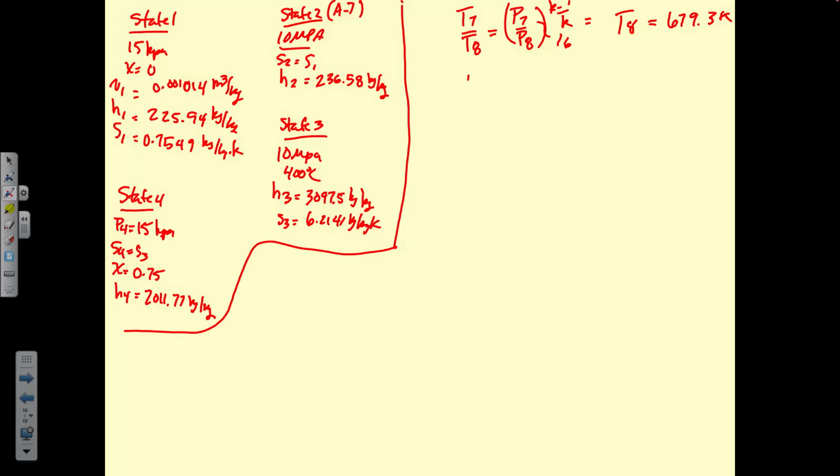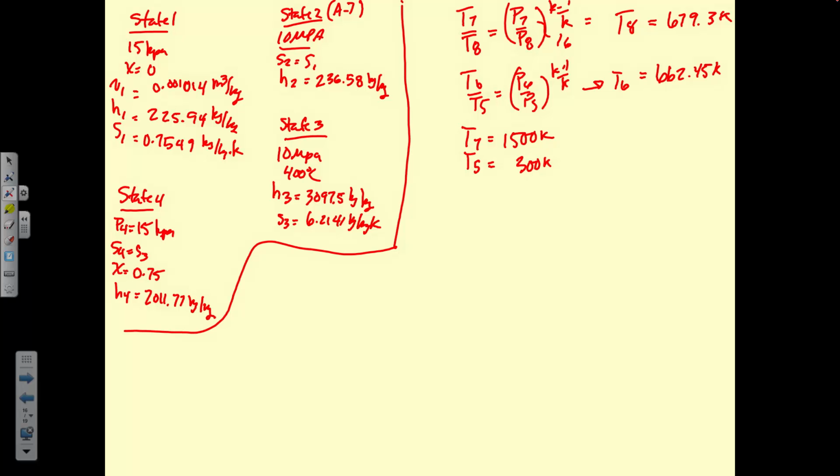So similarly, we can do T6 over T5 is equal to P6 over P5 to the K minus 1 over K. And we find T6 is equal to 662.45 Kelvin. Okay, so we were given already T7 and T5 in the problem. T7 is equal to 1500 Kelvin and T5 is equal to 300 Kelvin. Okay, now it's just a matter of solving our problems.